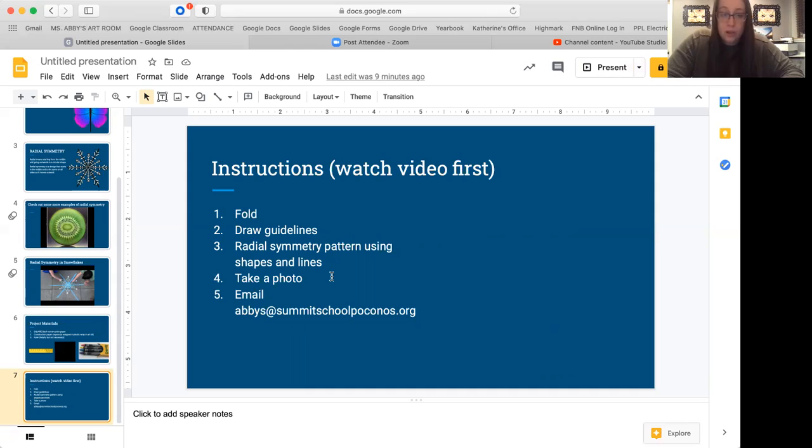And then as always, when you're finished, take a photo and send it to my email. I am so excited to see what you come up with. Here is my example of my project today, of my radial symmetry snowflake. So I'm super excited to see what you guys do. You guys blew me away with the polar bears, so I have no doubt that the snowflakes are going to do the same.